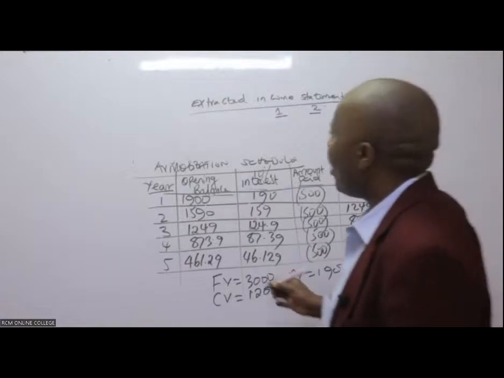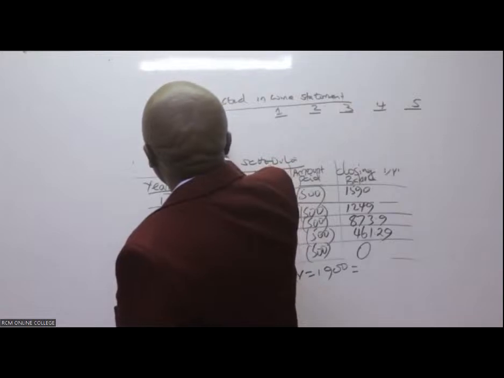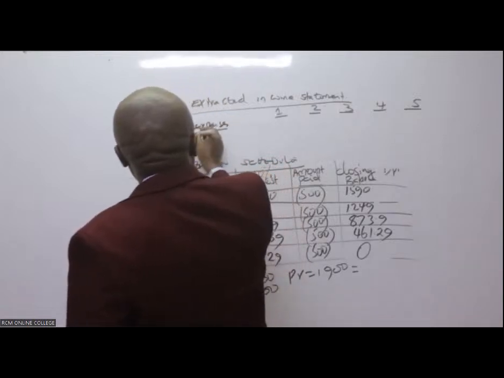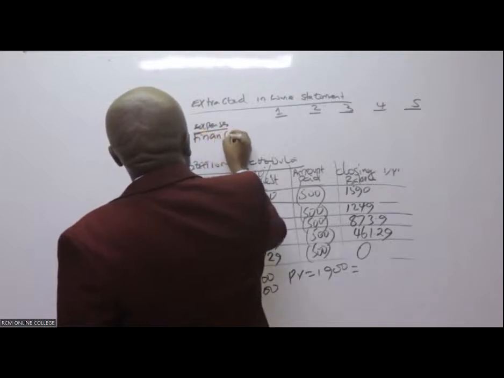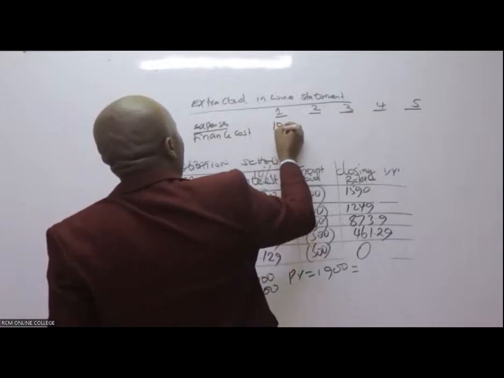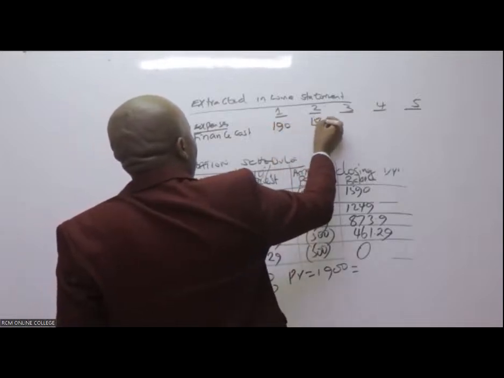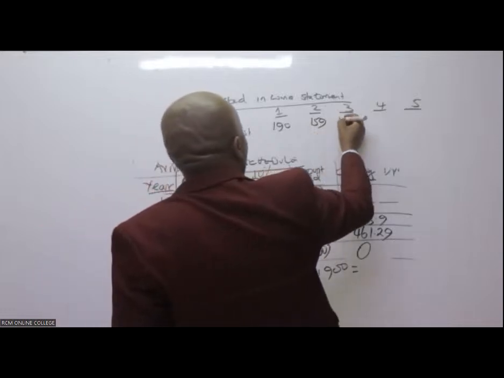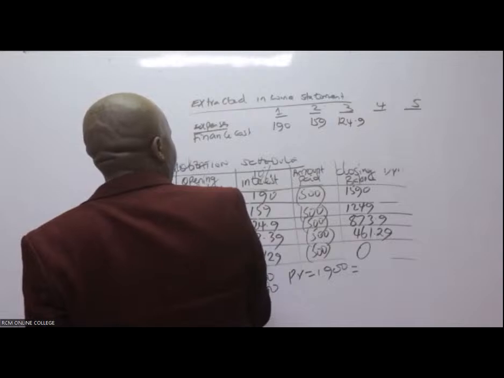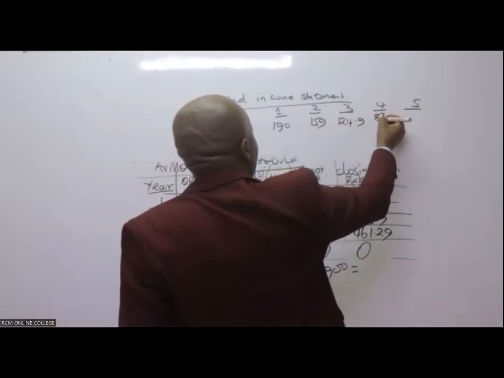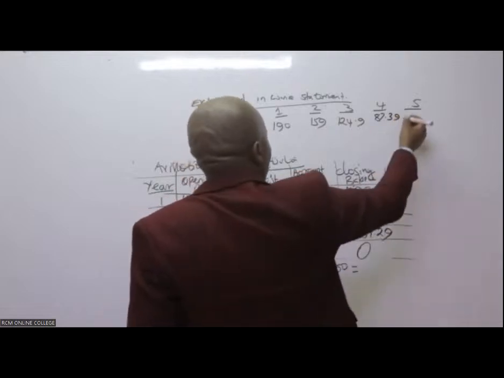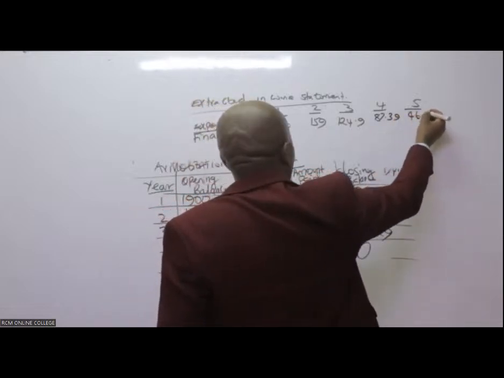So in this case, we have under expenses the finance cost. The interest is the finance cost. So we have 190, we have 159, we have 124.9. I'm just copying these figures of interest. We have 87.39, and we have 46.129.